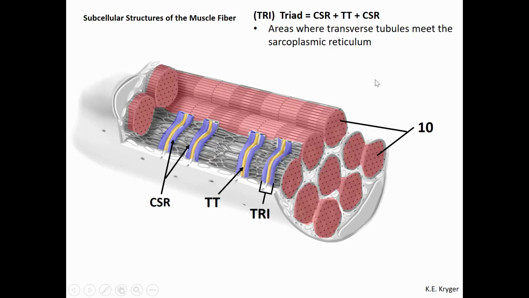Then in red, this is number 10. And again, we already have number 10 labeled. These are myofibrils, which are made up of myofilaments. And this was already on your key, so just label number 10 here.